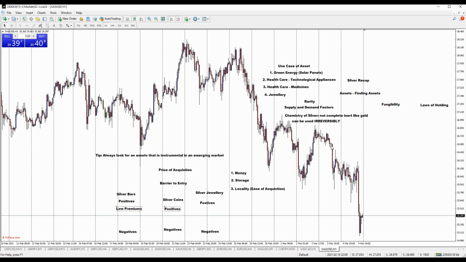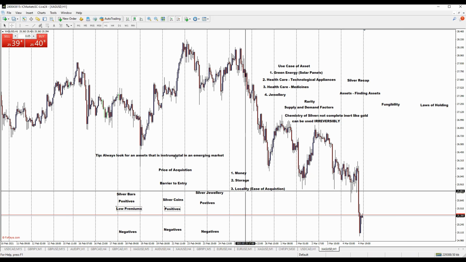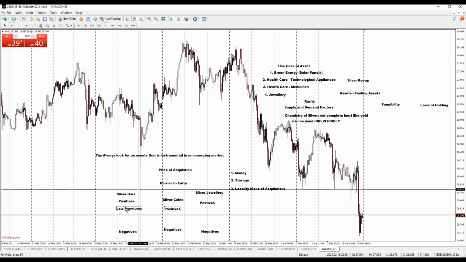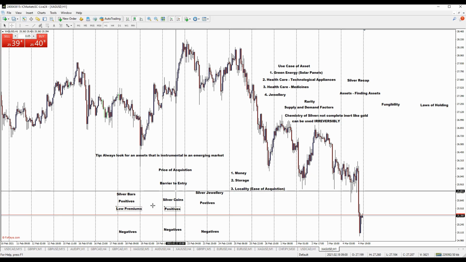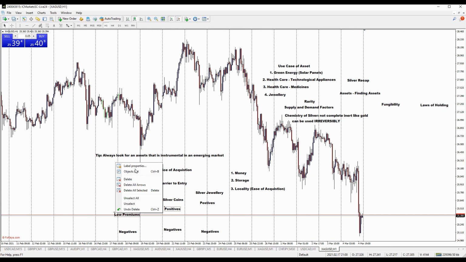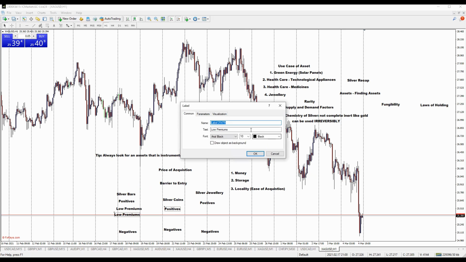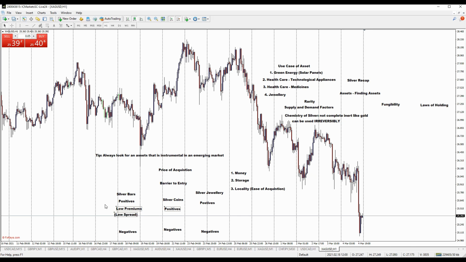Now, just how we have a broker where we have assets that we can look at to trade, and we have the spread price, we have the ask and the bid, so do all of the companies that sell things like silver and gold to us. So low premiums means we have low spread, so the low difference between market price and the actual price. So I'm going to put this here, low spread.